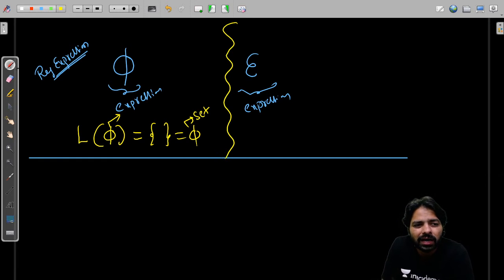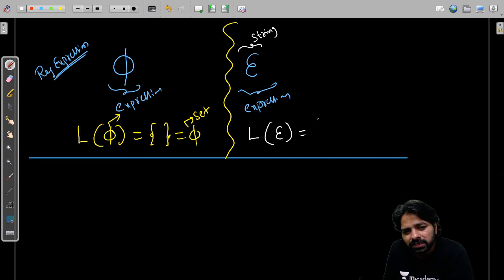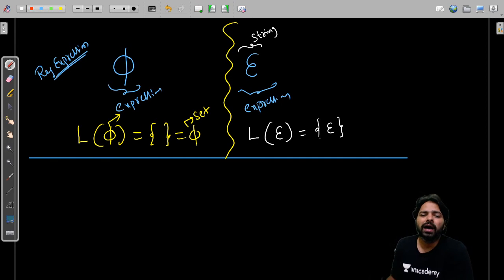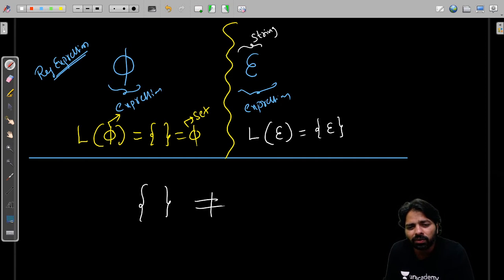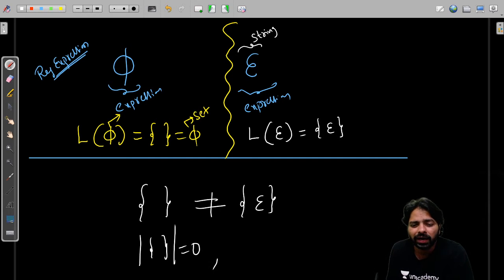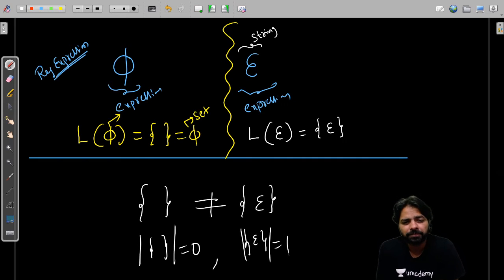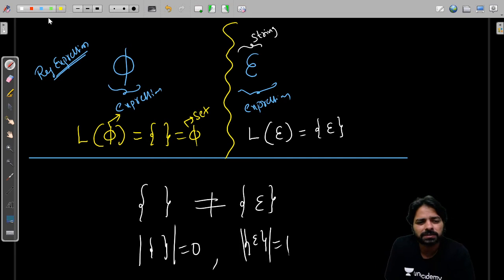But epsilon has another name too. Epsilon is also a string, empty string. And language generated by that expression is going to have one string, epsilon. And pi basically generates the empty set, and the epsilon expression generates a non-empty set. And remember that the empty set is not equal to a set which has epsilon. Not equal. The cardinality of this one is 0 and the cardinality of this one is 1. Both are different. And this is the difference between pi and epsilon.